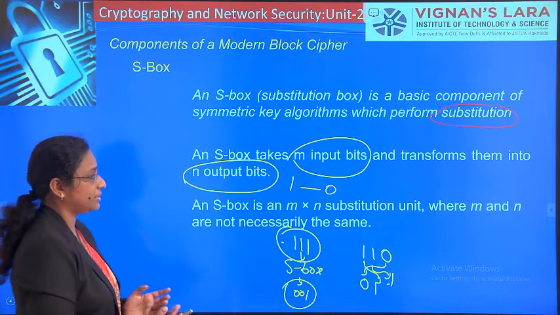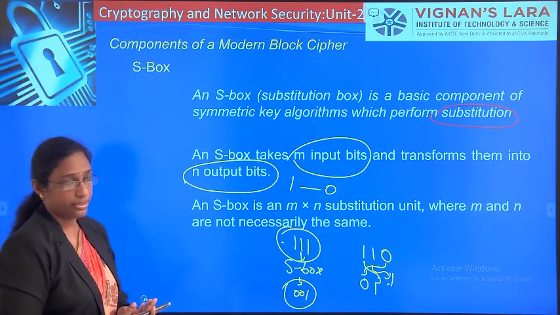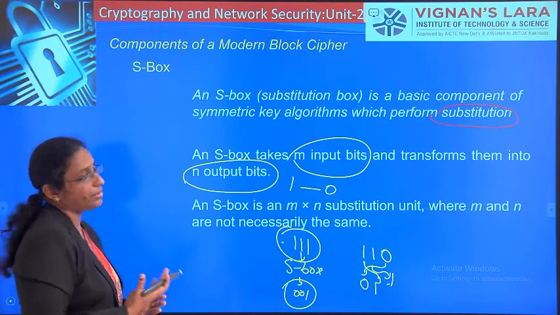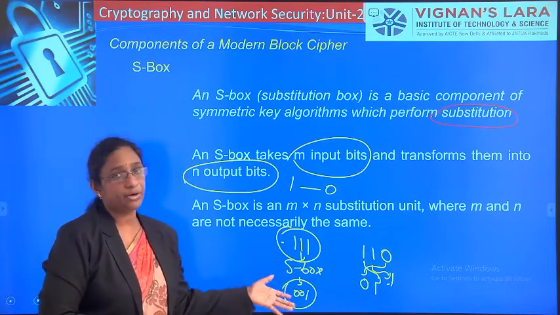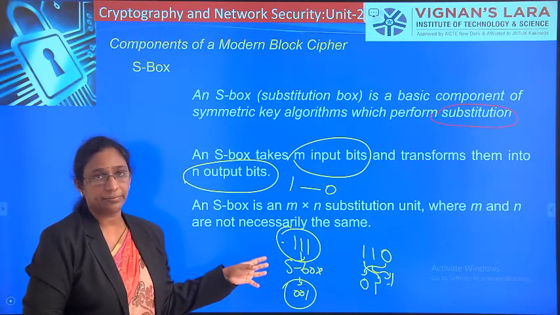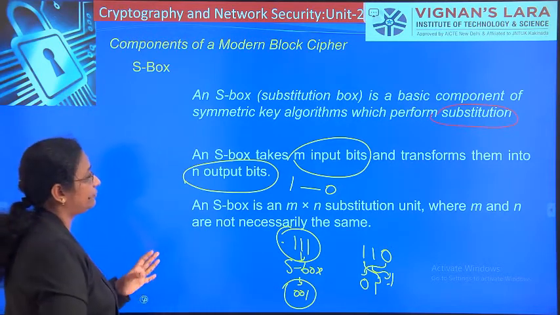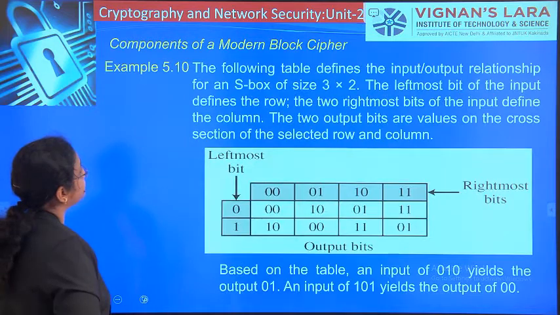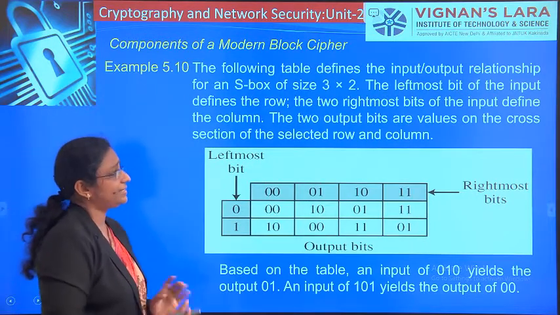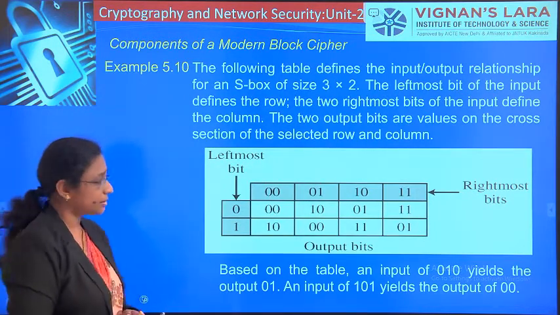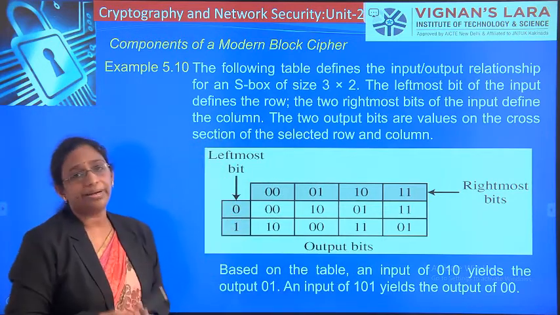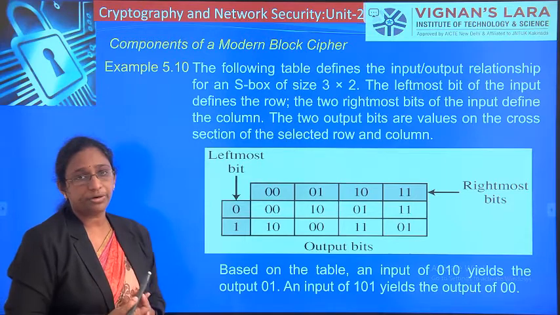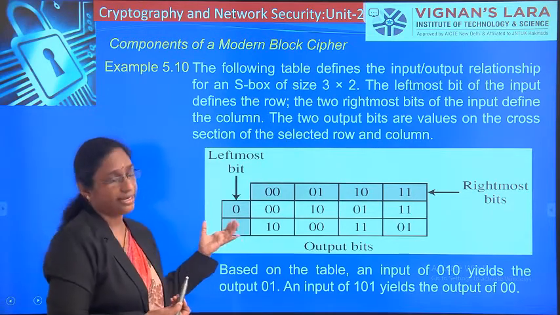An S box is an M by N substitution unit, where M and N are not necessarily the same. So here the number of inputs and the number of outputs are not necessarily the same. So let's see one example of an S box. Suppose this is your S box. These are already built-in S boxes. There is no need for you to generate them.